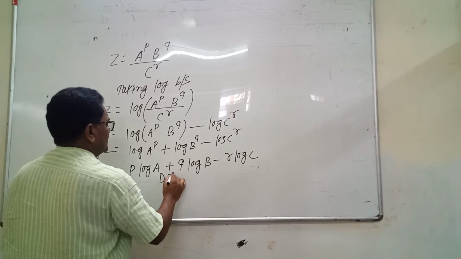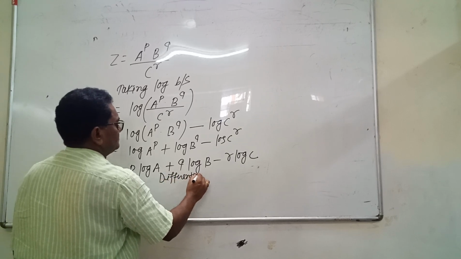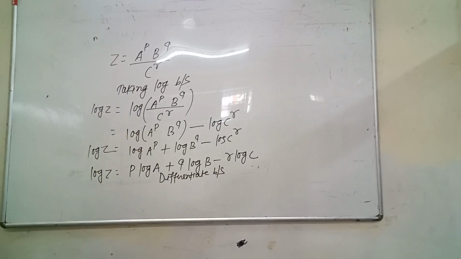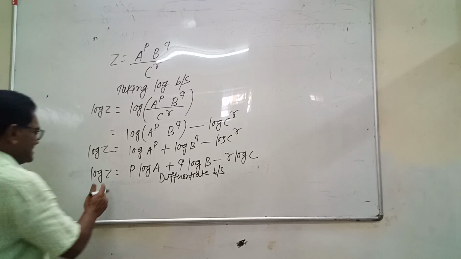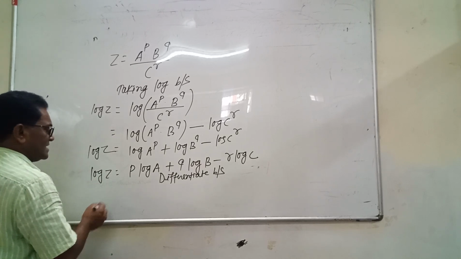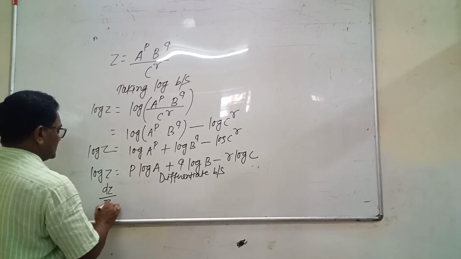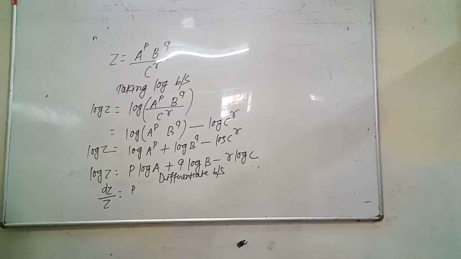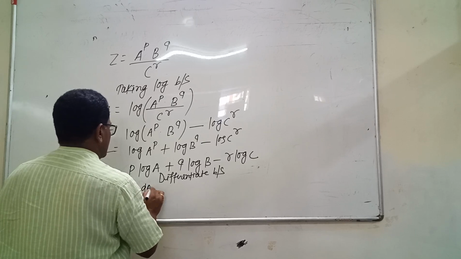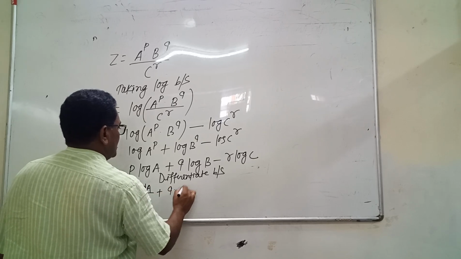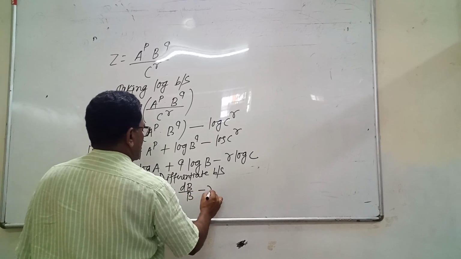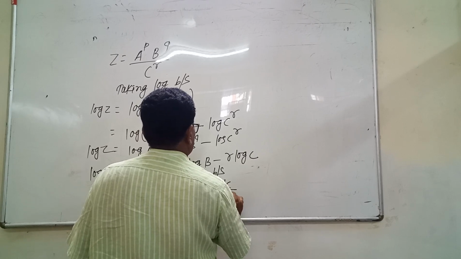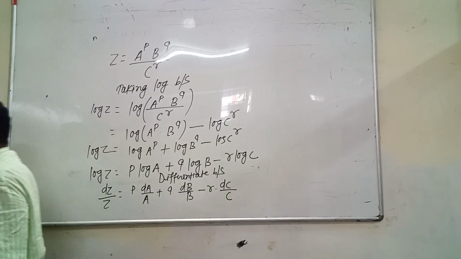Now we will differentiate both sides. The differentiation of log Z is dZ by Z; the differentiation of log Z is 1 by Z and the differentiation of Z is dZ. So dZ by Z equals p into dA by A plus q into dB by B minus r into dC by C. We have differentiated the terms.